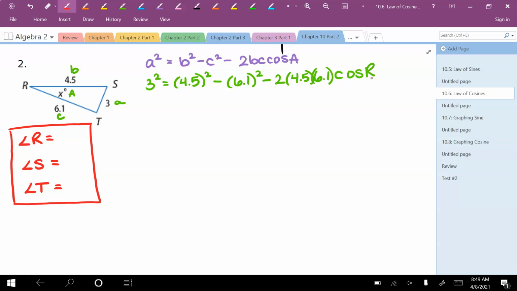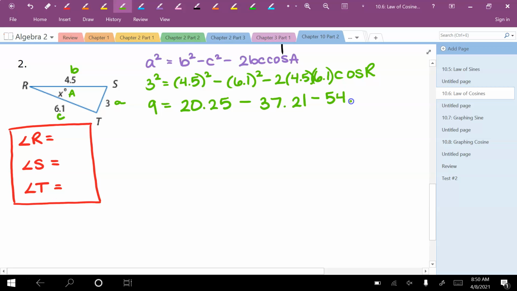So 3 squared is 9. 4.5 squared is 20.25. 6.1 squared is 37.21. So you're going to have minus 37.21. Then minus 2 times 4.5 times 6.1, so that's 54.9. But that still has the cosine R attached.